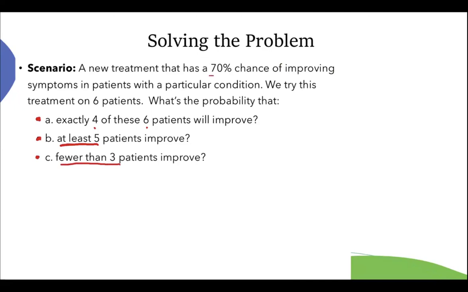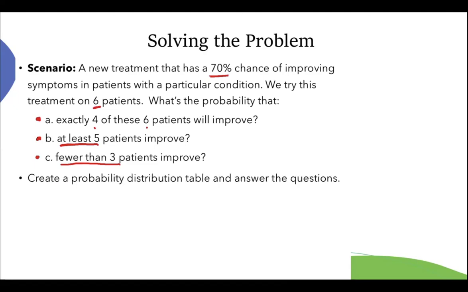So let's remember the important details we're taking out of the word problem here. 70% chance of improvement, 6 patients, and each part has a different criteria. The probability distribution table that we're going to be building to answer these questions is going to be based on some calculator output that we're going to get.